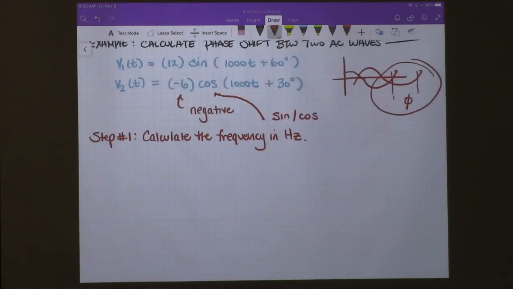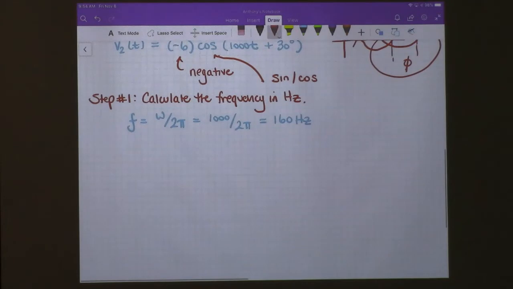So we know that f is equal to omega over 2 pi. And we know that this will be 1,000 over 2 pi, which is, not approximately, is equal to 160 hertz. Okay, next.